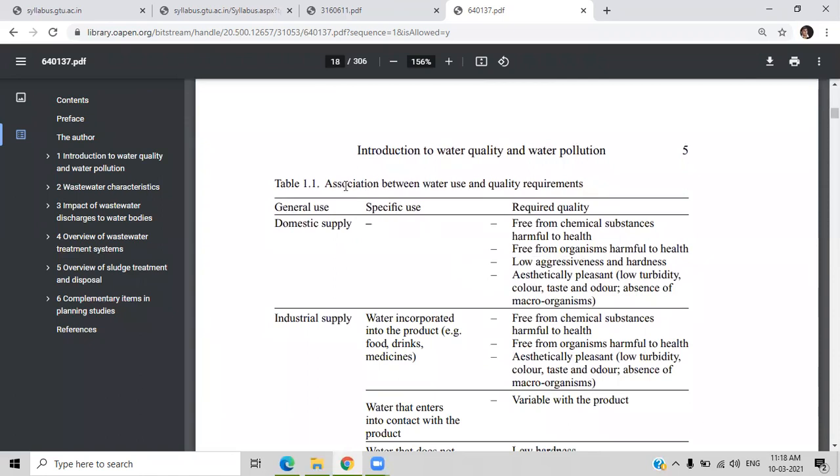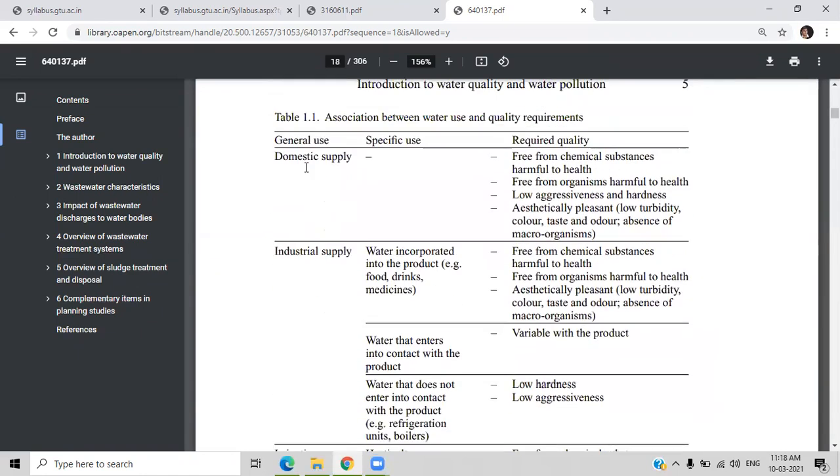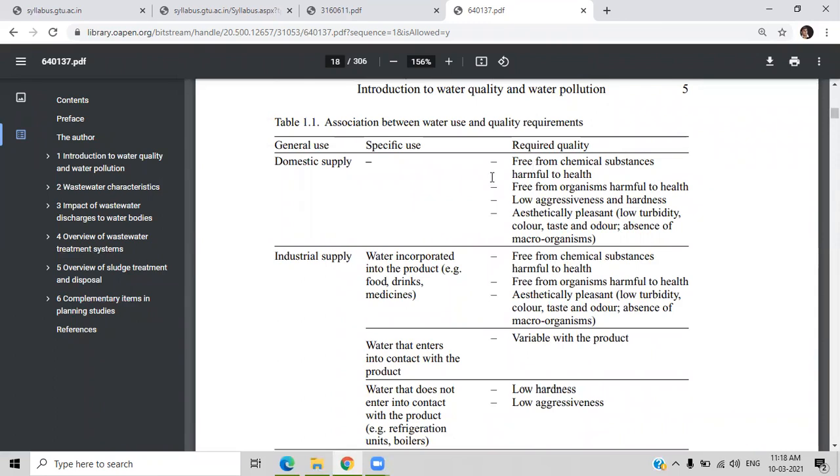Now the association between the water use and the quality requirement. For domestic use, the required quality is: free from chemical substances harmful to health, free from organisms harmful to health, low aggressiveness and hardness, aesthetically pleasant, low turbidity, color, taste, and odor, and absence of microorganisms. So for domestic use, the water should have the least pollutants, so that it is useful for drinking, bathing, and other domestic uses.